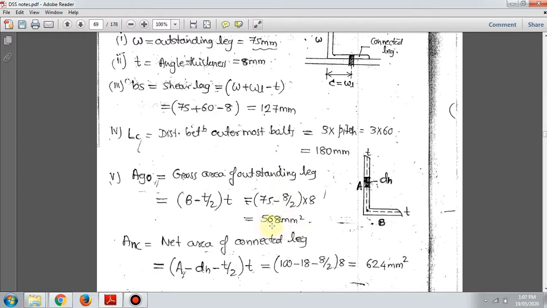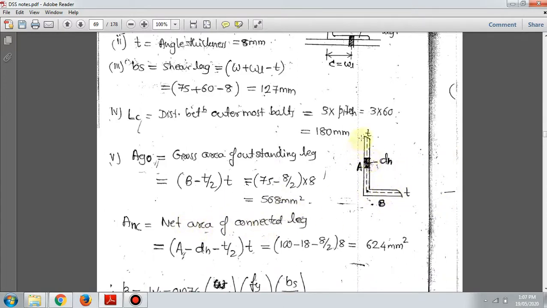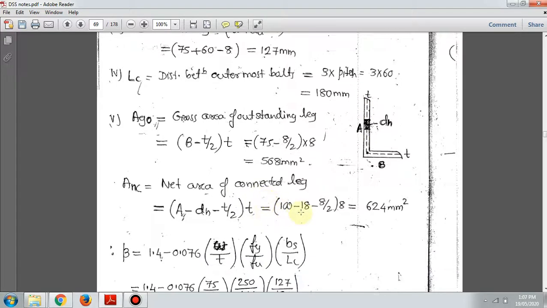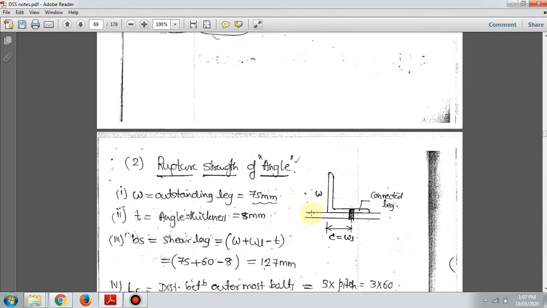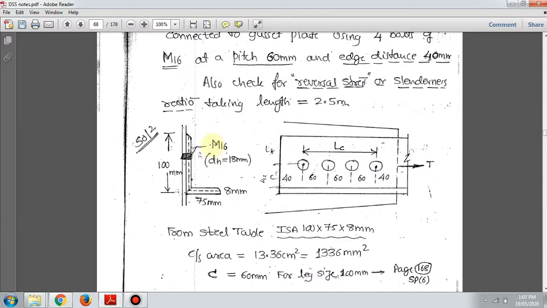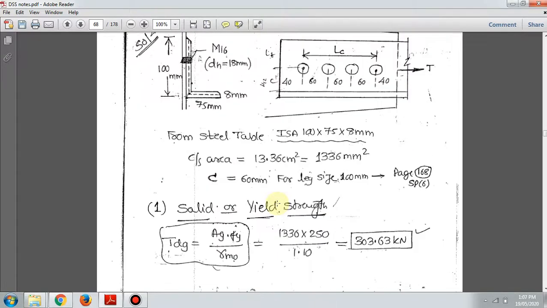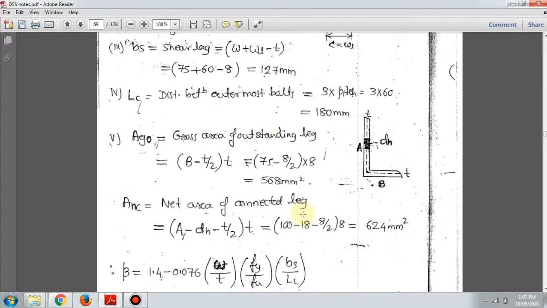This is the gross area of the outstanding leg, and this is the net area for the connected leg. The outstanding leg is the leg which is free. If you want the area of this one, it is 75 minus half the thickness, from here to half, not the full one. The thickness is 8 mm, so half of it, that is 75 minus 8 by 2.